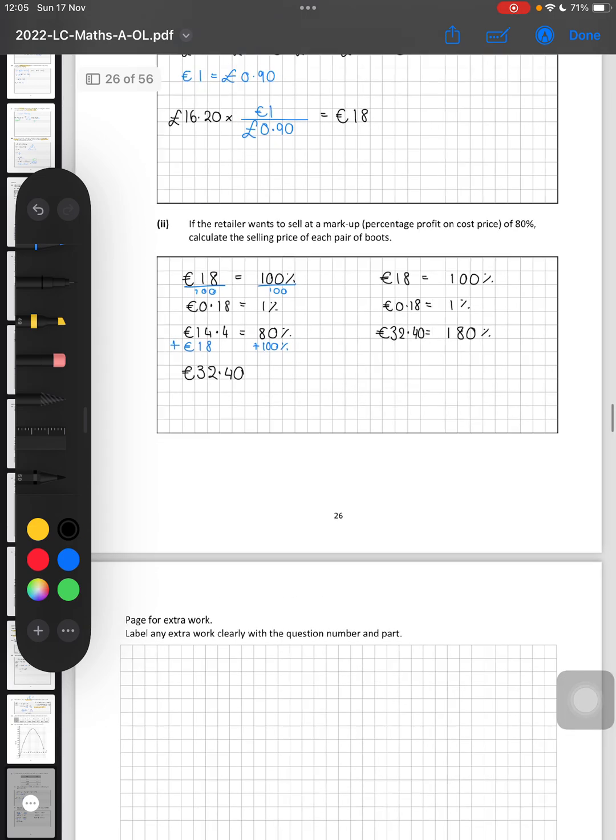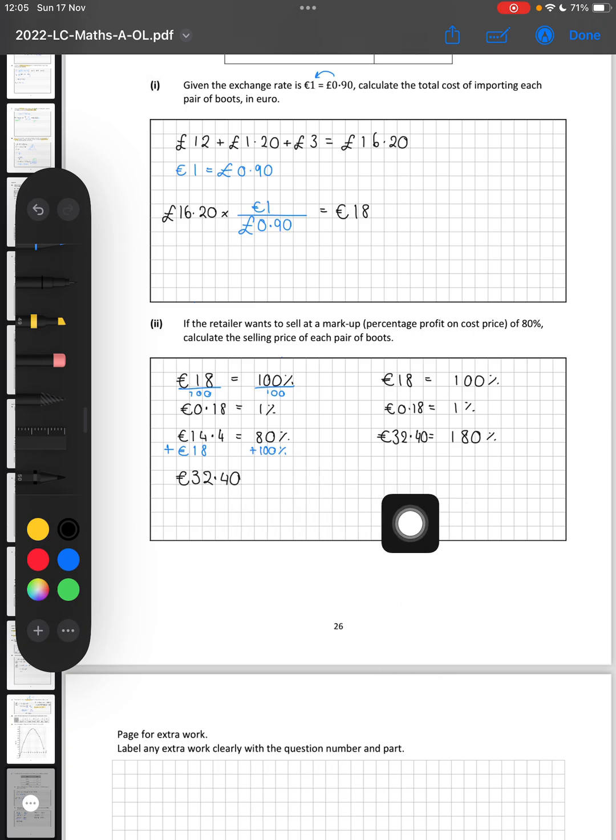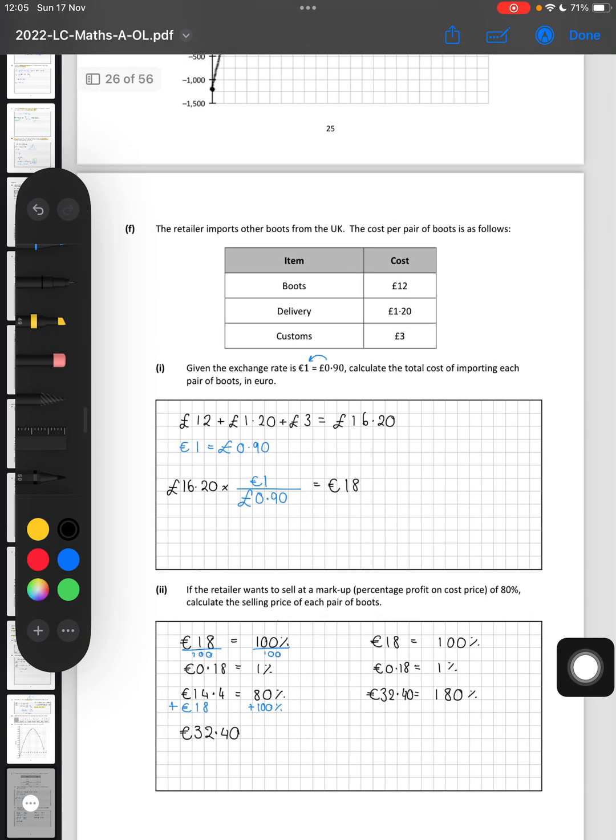And that's it. Last page for extra work. Remember, if you ever go to this last page, to write in your question to say see this on page 26 or on extra work page. And that's the question done.